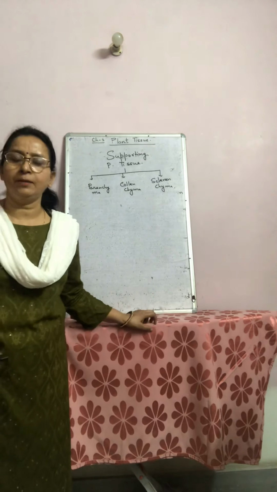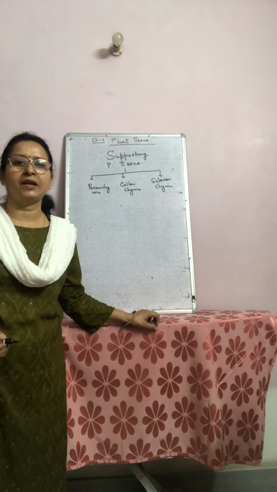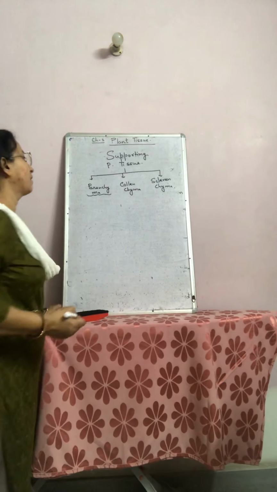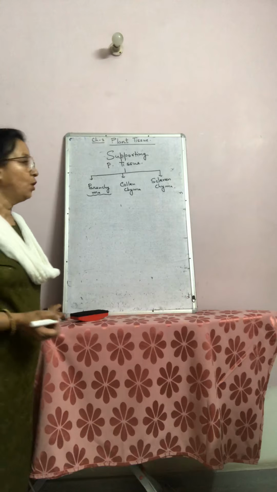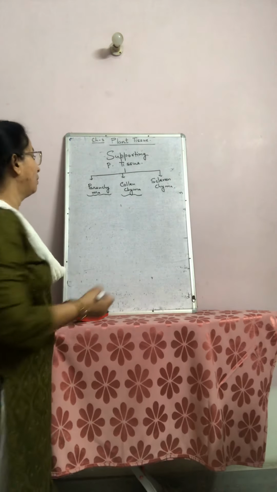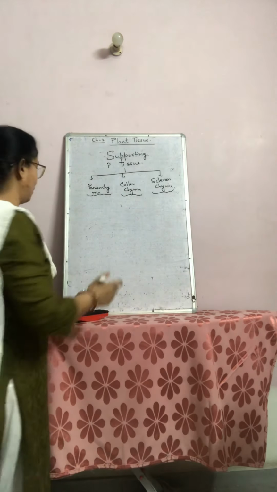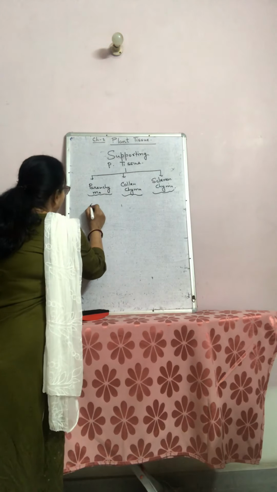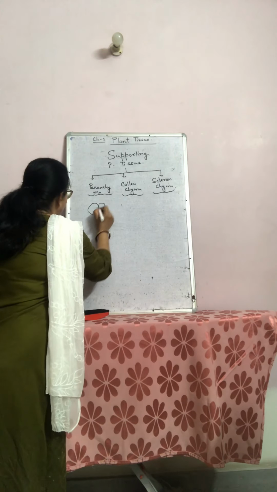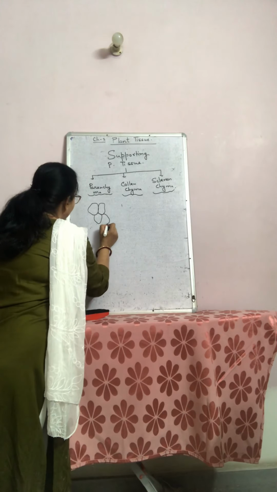Before starting in detail, first of all, you will see which type of structure is present in these cells. That means what shape and size are of parenchymatous tissue, what shape and size are of collenchymatous tissue, and what is the shape and size of sclerenchymatous tissue. First you will see here, when you see its shape, you will find it is isodiametric in shape, like this.